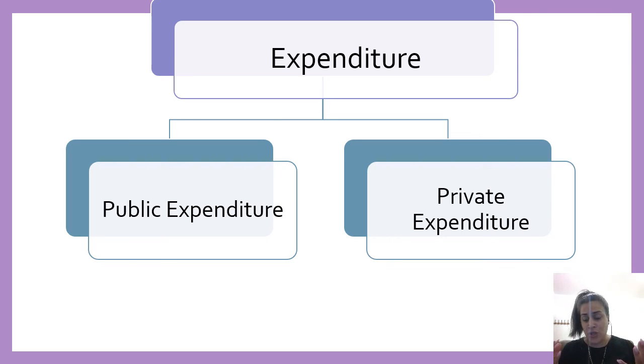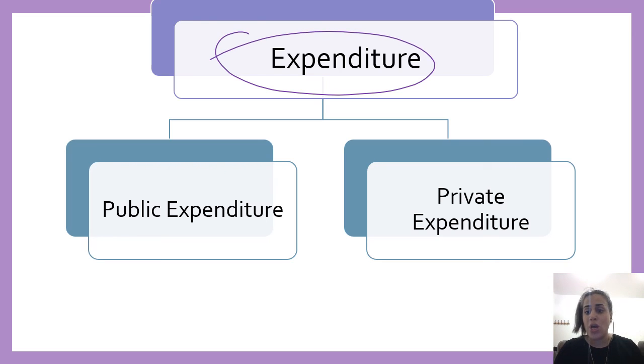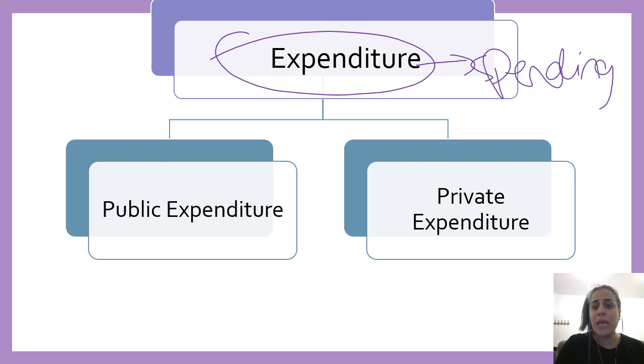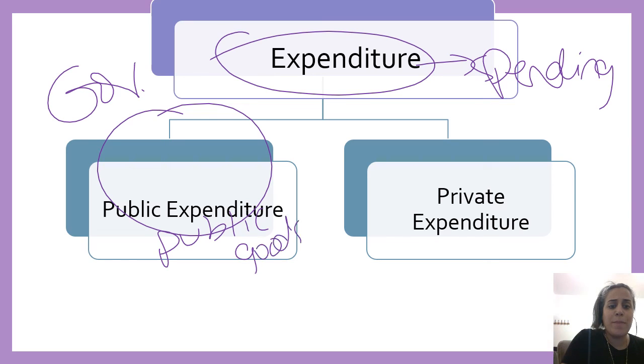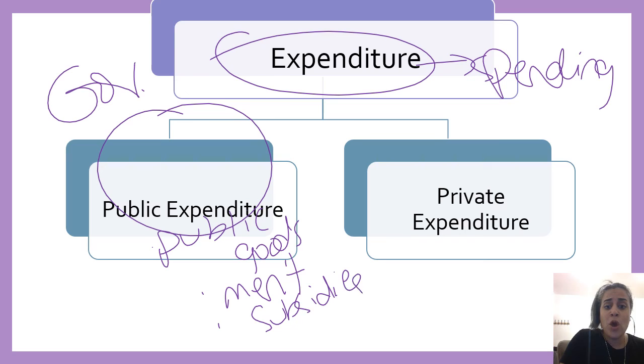Another thing that I would like you to keep a note of is whenever I am talking about expenditure. Expenditure means I am spending. So here it could either be public spending, which means the government is the one spending, and usually the government would be spending on public goods. They would also be spending on merit goods. They will be spending on giving subsidies to firms or paying pension for the elderly.